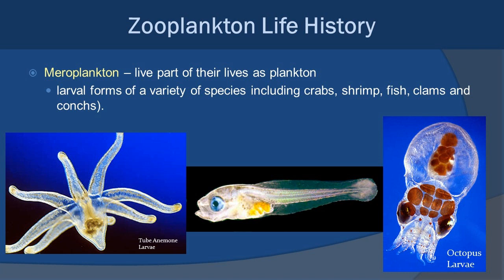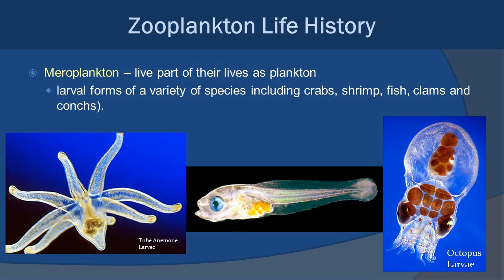The other category is meroplankton, and this is plankton that only spends part of their life as plankton. Generally, this means they're going to be larval forms of a lot of the different species that you know of in kind of larger body sizes, such as crabs and shrimps and fish and clams and conchs.